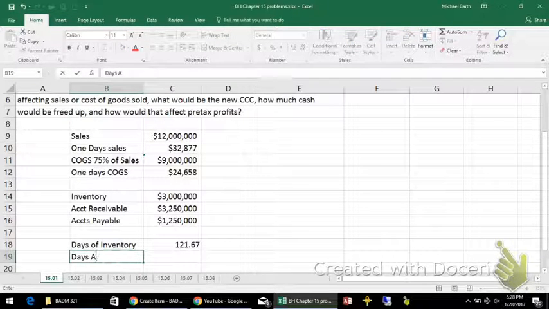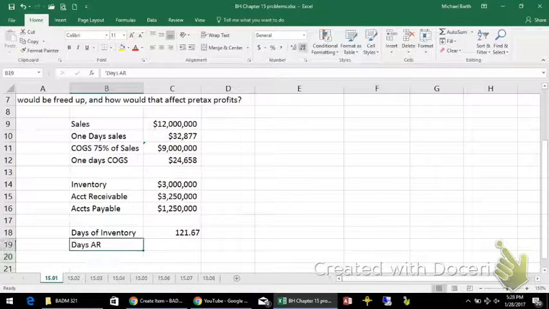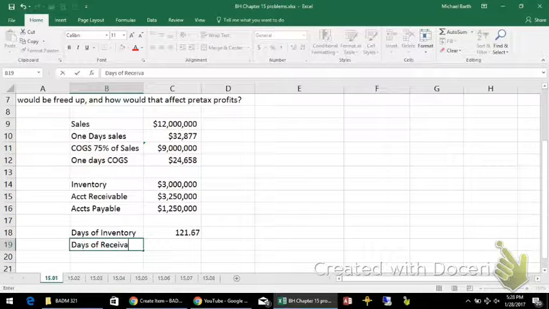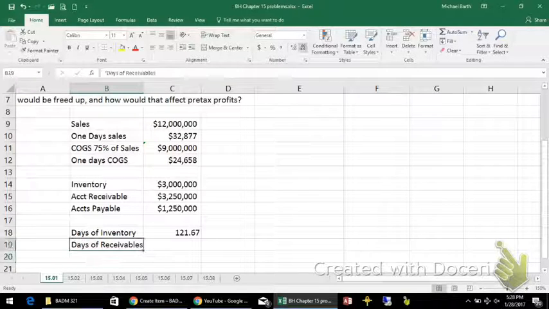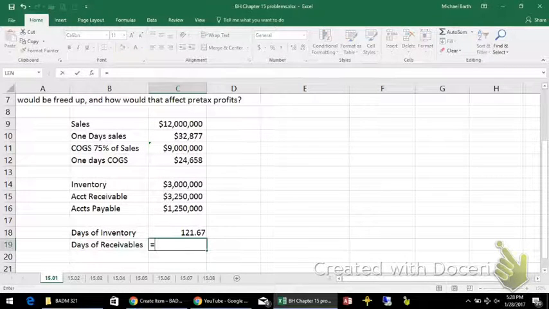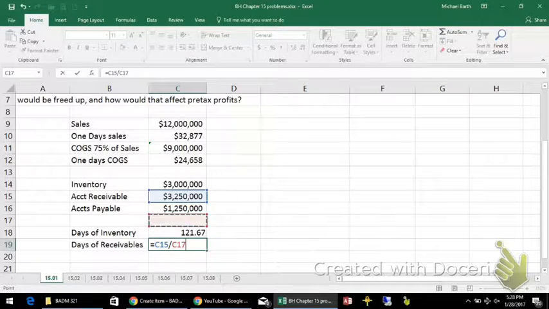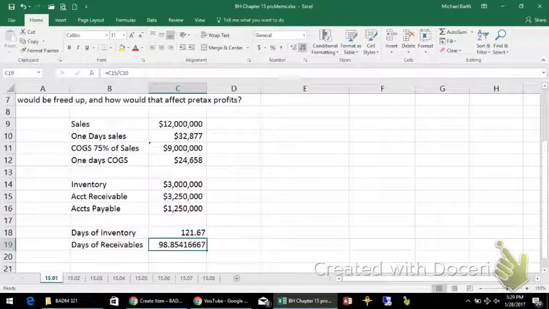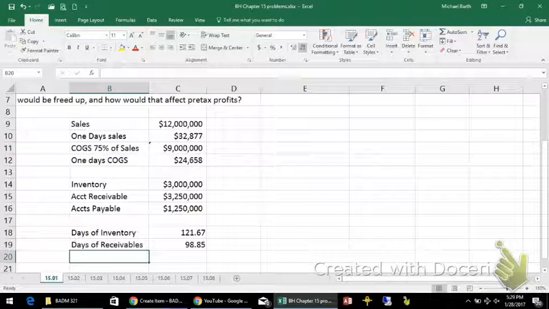Once they sell it, if they take accounts receivable, then days of receivables means that they still don't receive their cash yet. So accounts receivable, $3.25 million divided by 1 day's worth of sales, means that it takes about 98.85 days to actually collect. So in between these two, that's over 200 days between when they buy something to put it on the shelf and when they actually get paid for it.